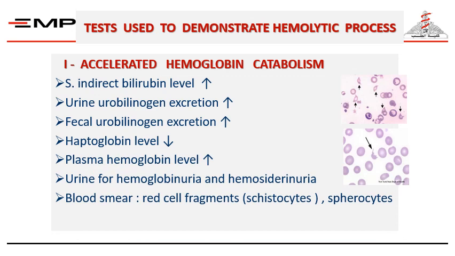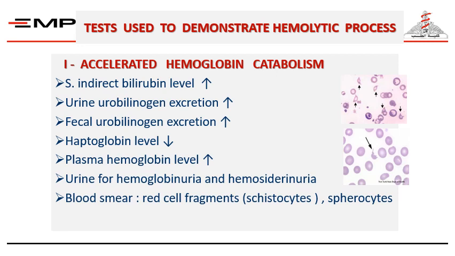So what are the tests to demonstrate the hemolytic process? These tests include tests for accelerated hemoglobin catabolism: increased indirect bilirubin, increased urinary urobilinogen, increased fecal urobilinogen, what we call also stercobilinogen, decreased haptoglobin, free hemoglobin is increased in intravascular hemolysis, and in urine, increased hemoglobinuria and hemosiderinuria in intravascular hemolysis.